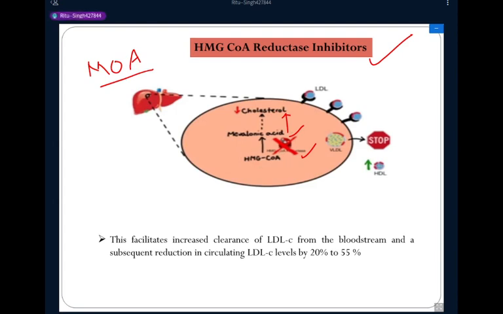So by inhibiting this enzyme, the drugs, statins, also called HMG coenzyme A reductase inhibitors, effectively reduce the concentration of cholesterol in the liver. So they decrease the concentration of cholesterol in the liver. Okay, is it clear to everyone?